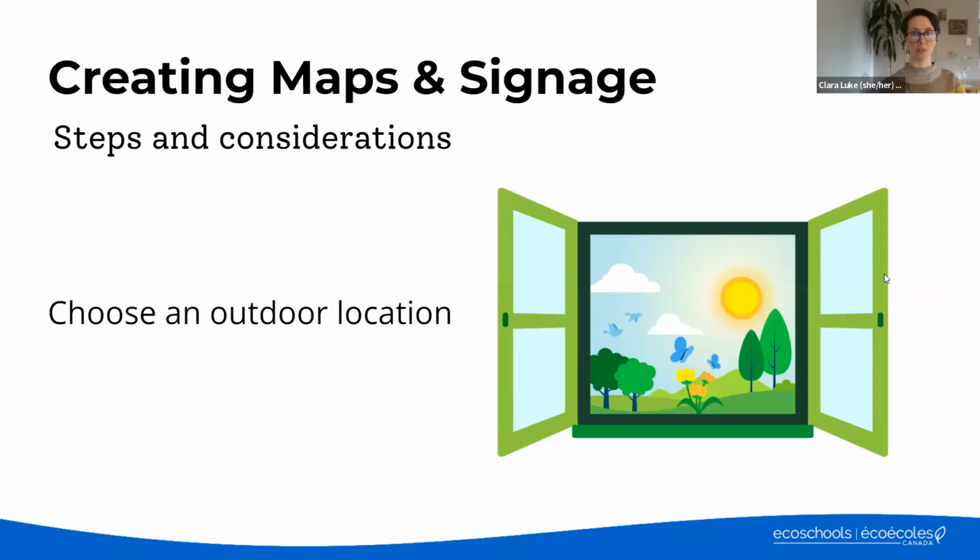And as with all of the nearby nature activities, choosing an outdoor location is a key piece. So choose a location that's easily accessible, as we've been emphasizing, such as the school grounds, a ravine, conservation area, local park, boulevard, garden, or even backyard if students are still learning from home and it would be taking place in their neighborhood or at their homes.